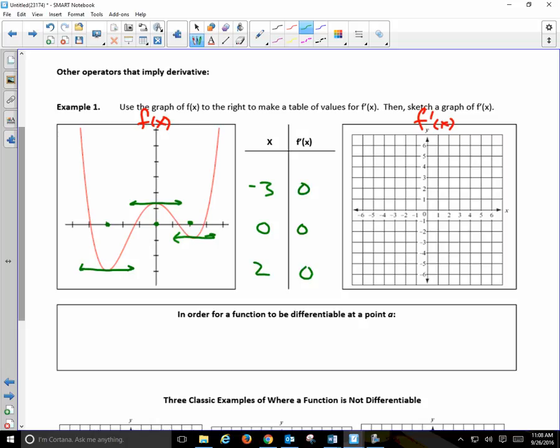So I have those points. I know that at an x value of -3, the derivative is equal to 0. Now here's what else I'm going to try to identify. Look to the left of -3. Is the derivative positive or negative? Negative. So the derivative back here is negative. How about between -3 and 0? The derivative is positive. How about between 0 and 2? The derivative is negative. And how about from 2 to infinity? The derivative is positive.